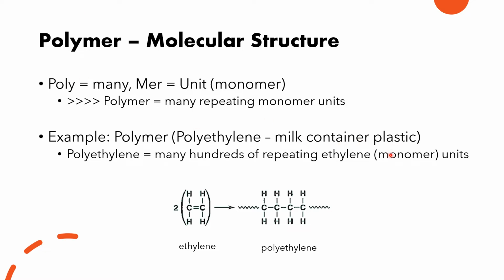In common words, we call polyethylene milk container plastic. When you go to the supermarket and buy a milk container, a gallon or 2 gallons, not the paper carton, the plastic bottle ones, these container plastics are made from polyethylene.